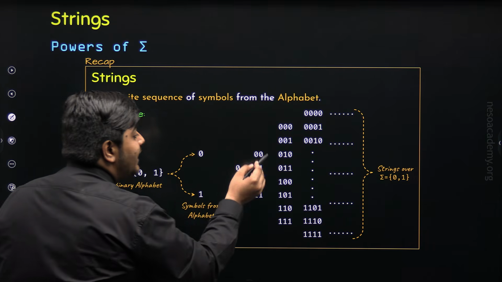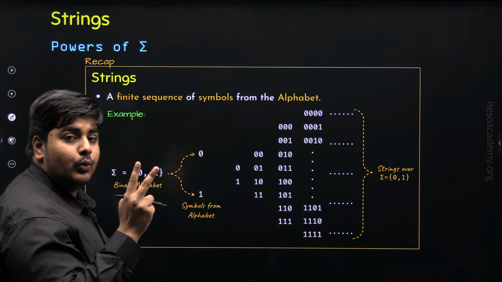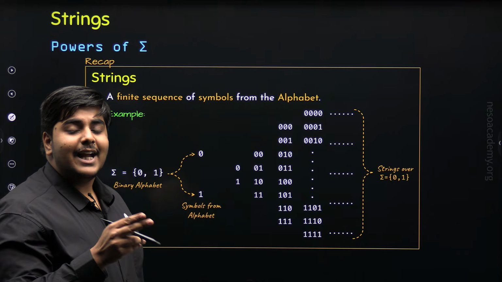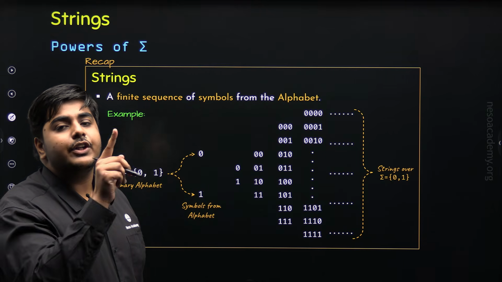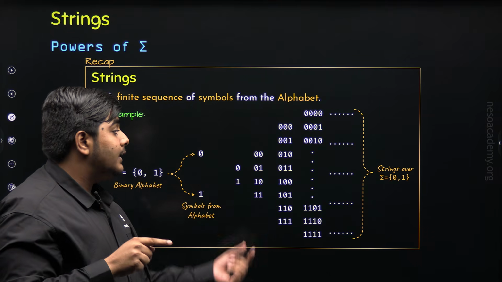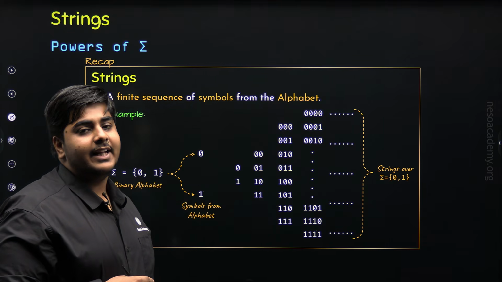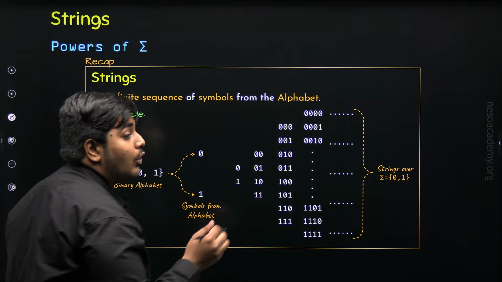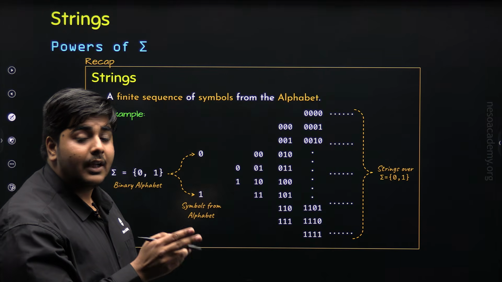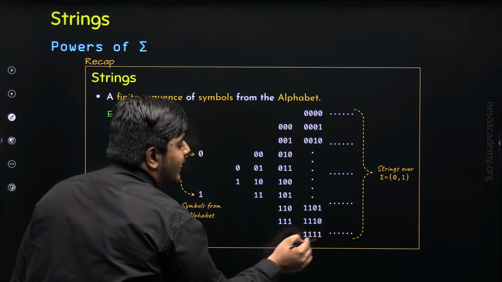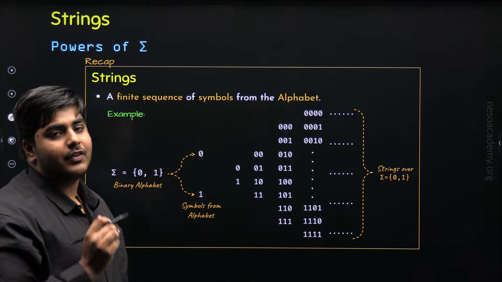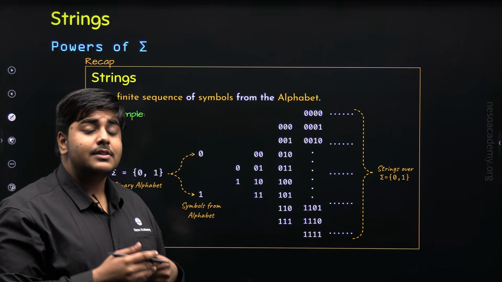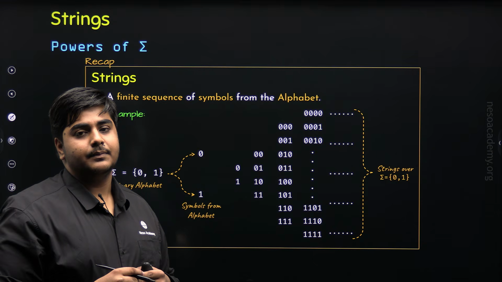Similarly, these 4 strings have length equal to 2. And if I create a set of these 4 strings, the set will be called sigma to the power 2. And 2 represents that in the set, all the strings have length equal to 2. Similarly, the set of all these strings will be called sigma to the power 3, and the set of all these strings will be called sigma to the power 4. And in a similar way, we can calculate sigma to the power 5, sigma to the power 6, and so on.